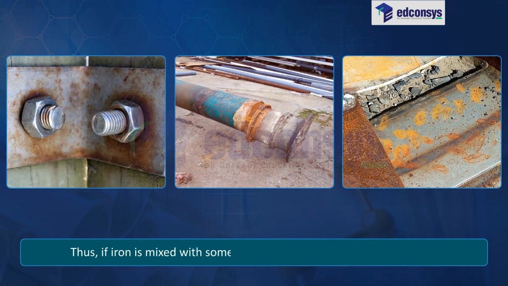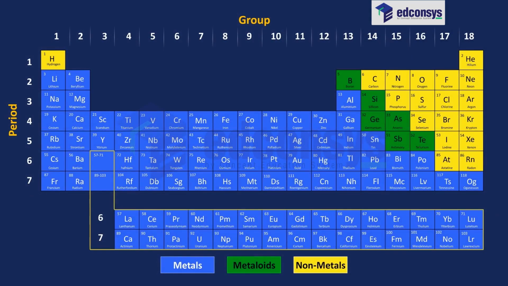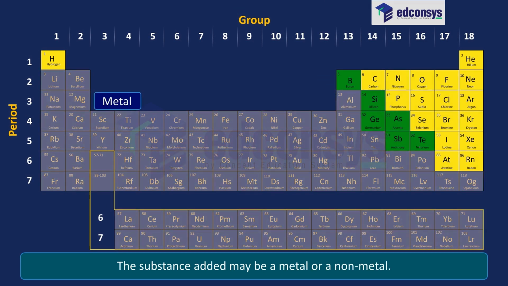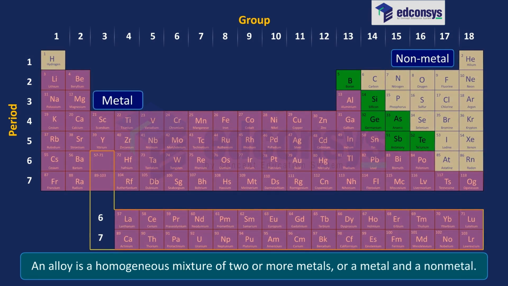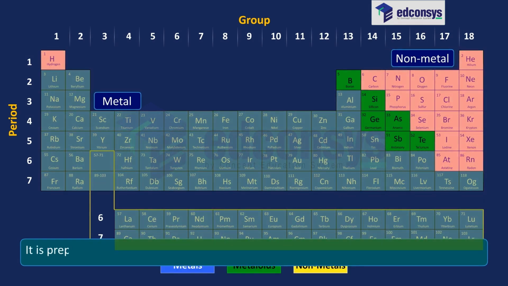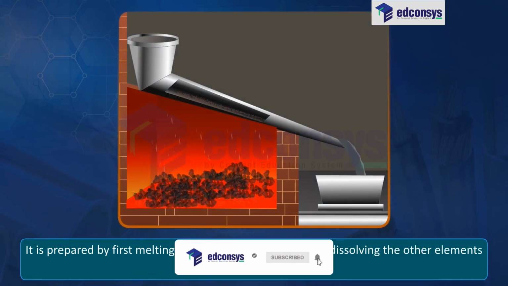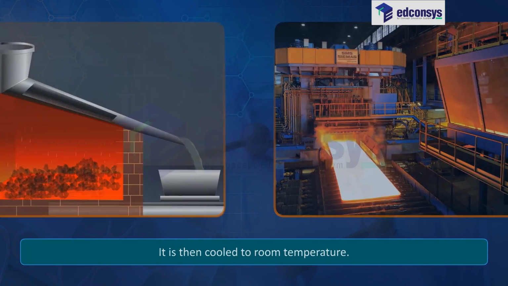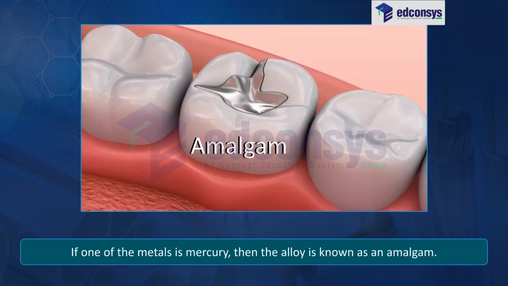Thus, if iron is mixed with some other substance, its properties change. In fact, the properties of any metal can be changed if it is mixed with some other substance. The substance added may be a metal or a non-metal. An alloy is a homogeneous mixture of 2 or more metals or a metal and a non-metal. It is prepared by first melting the primary metal and then dissolving the other elements in it in definite proportions. It is then cooled to room temperature. If one of the metals is mercury, then the alloy is known as amalgam.